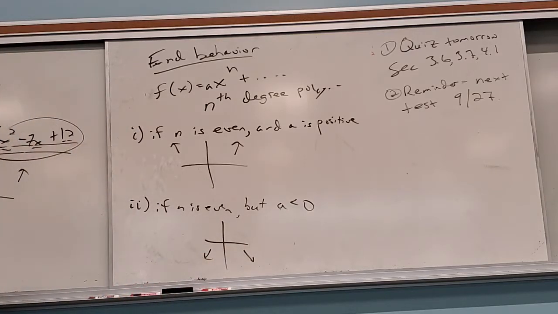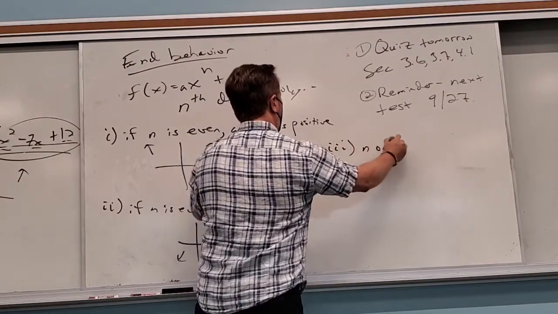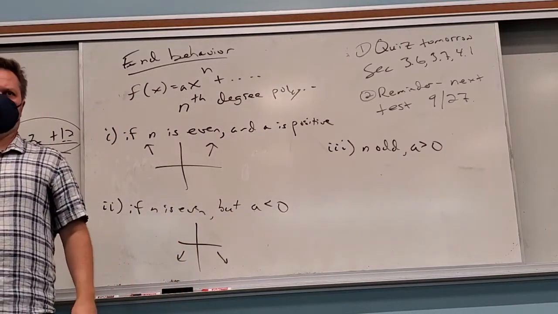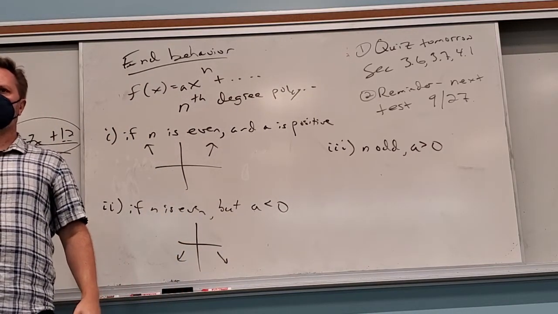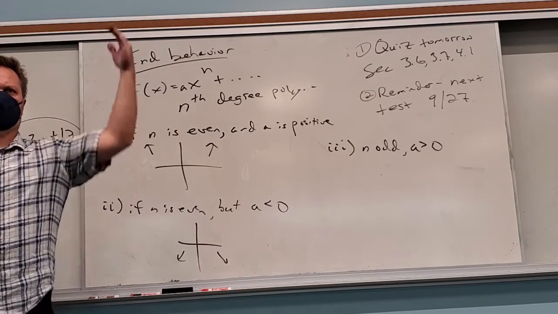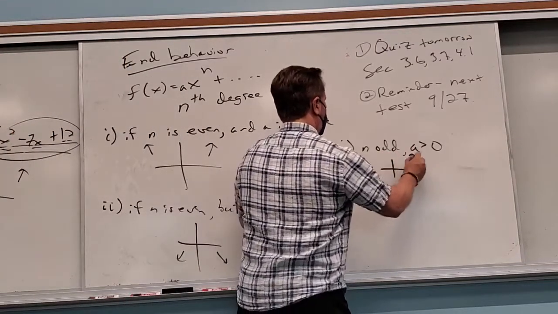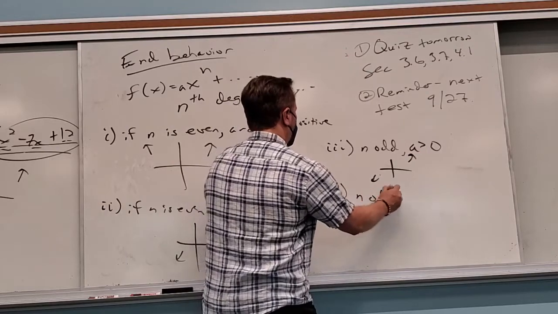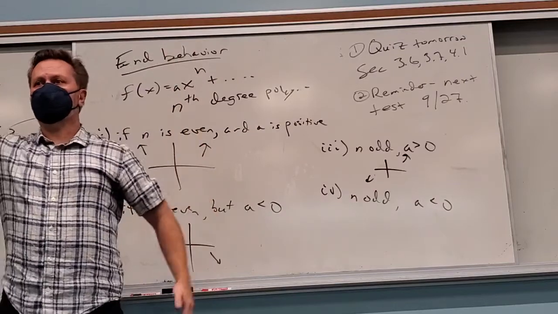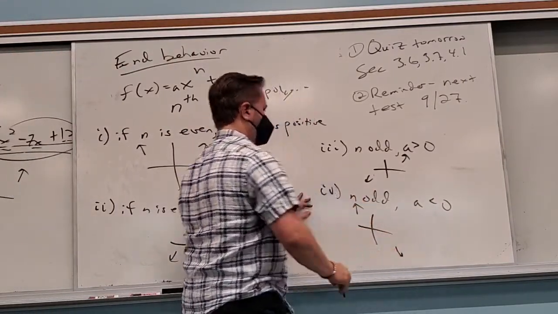Okay. So what if n is odd and a is positive? Like a cubic, right? If n is odd and a is positive, what's it going to look like? Yes, cool. I was waiting for somebody to do this. Yeah. It's going to look like, yeah, exactly. Down over here, up over there. What if n is odd and a is negative? It just flips. Yeah, we know that from transformations. It's going to be up over here, down over there.